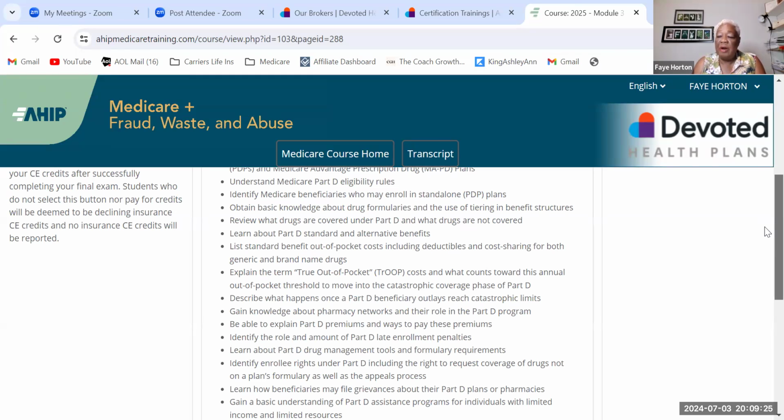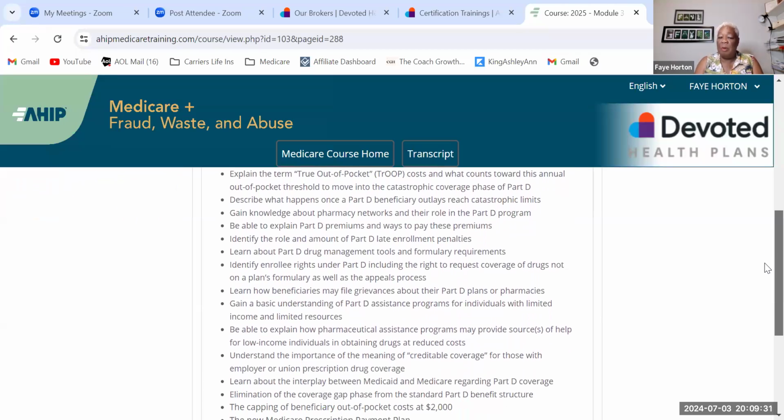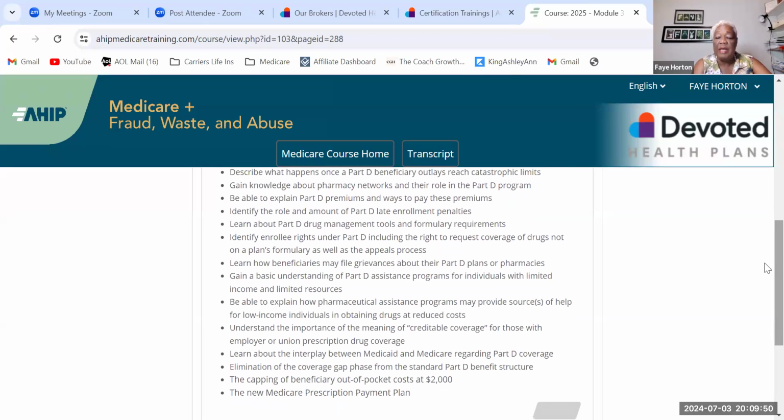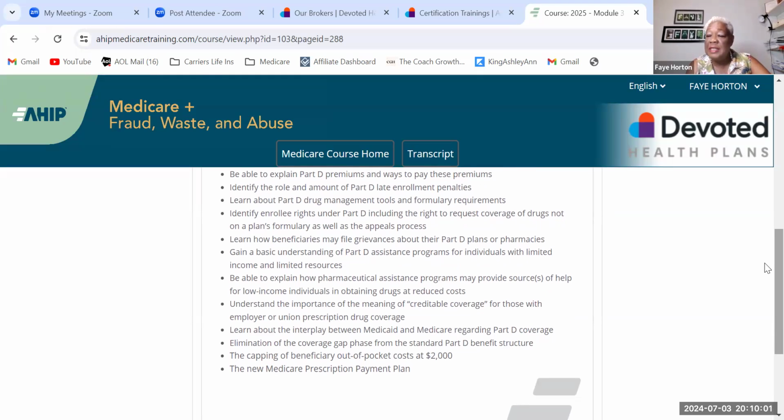You'll gain knowledge about pharmacy networks and their role in the Part D program. You'll be able to explain Part D premiums and ways to pay these premiums. You'll be able to identify the role and amount of Part D late enrollment penalties. Learn about the Part D drug management tools and formulary requirements. Identify enrollee rights under Part D, including the right to request coverage of drugs that are not on a plan's formulary, as well as the appeals process. You'll learn how beneficiaries may file grievances about their Part D plans or pharmacies.